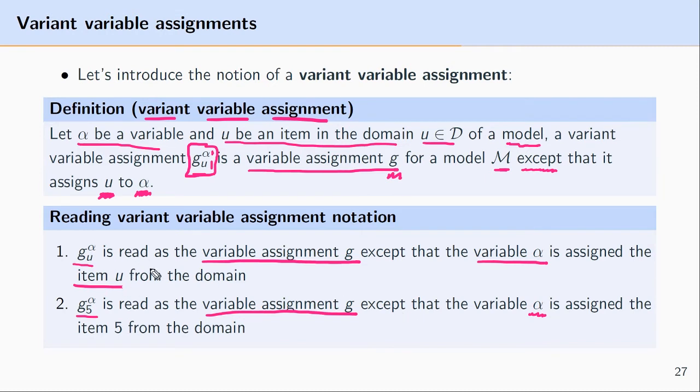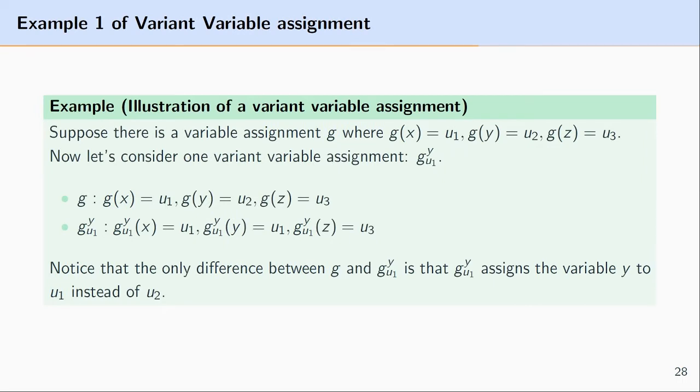And unlike in this first variant variable assignment, which says alpha is going to denote U, this variant variable assignment assigns alpha the number 5, which is just found in some random domain. Let's look at a more specific example.